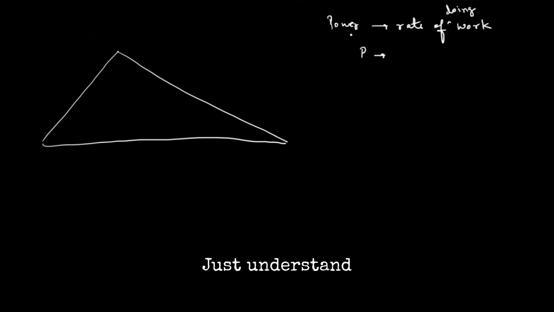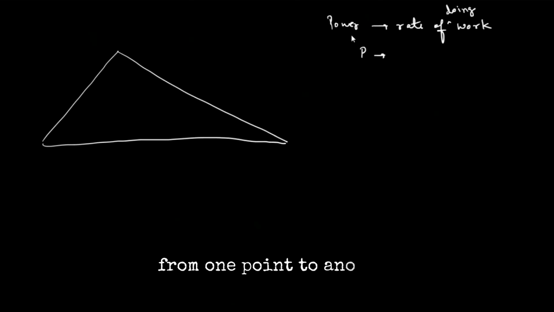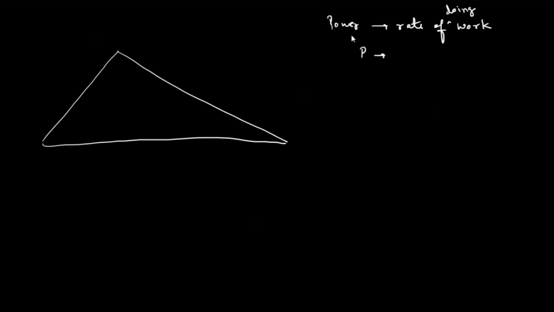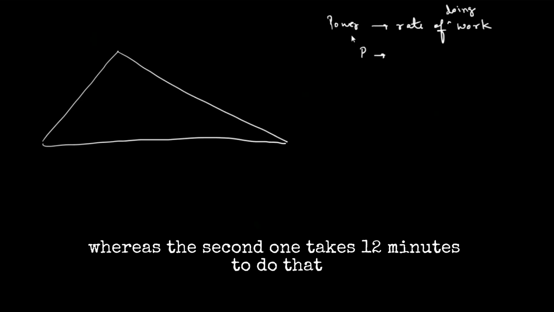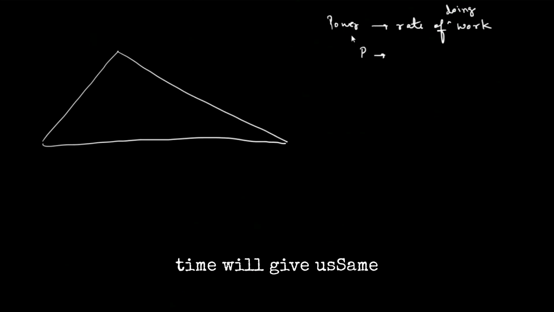Just understand, suppose there are two persons. Both have to lift 10 blocks of brick from one point to another. They are going to do the same, identical job. But the first one takes 10 minutes to do that, whereas the second one takes 12 minutes. So the same amount of work done in a lesser time gives us more power output. It requires more power.